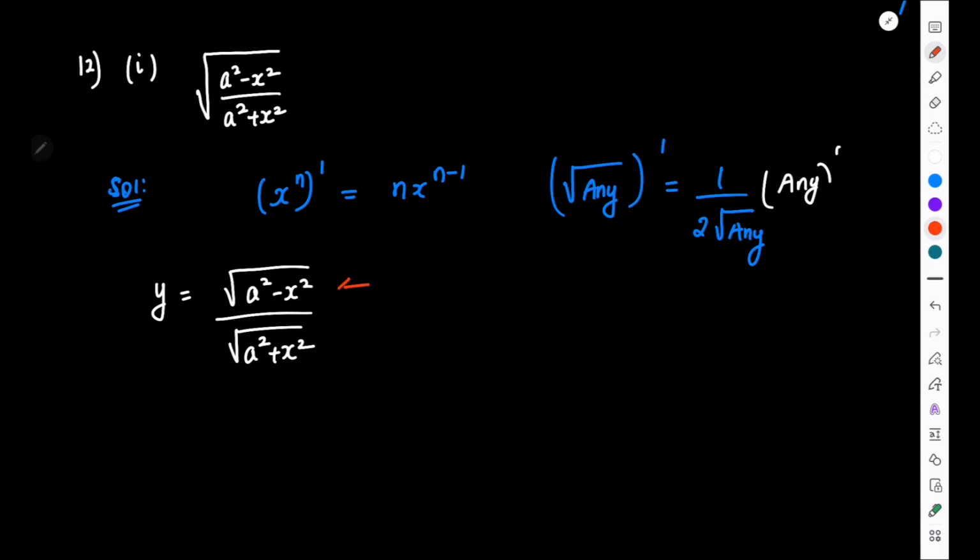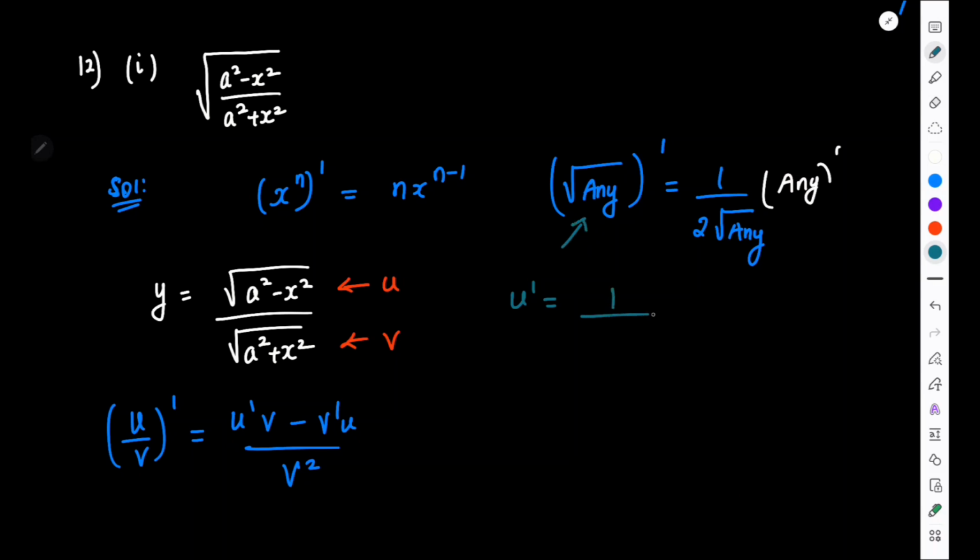So let us consider the numerator as u, the denominator part as v. Okay, so now you know that the differentiation of u by v is u dash v minus v dash u divided by v square. Okay, and now what is u dash? It's under the root, right? So I can write 1 divided by 2 root of a square minus x square, and see here this is minus x square, so the differentiation of that would be minus 2x. So you would get minus x divided by root of a square minus x square.